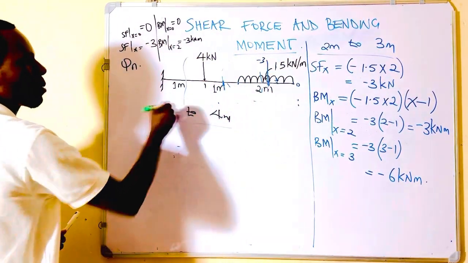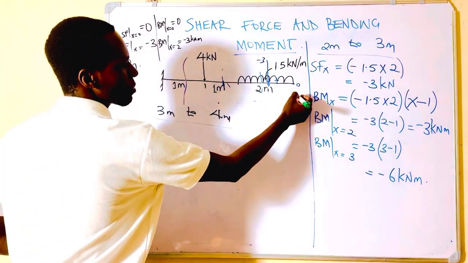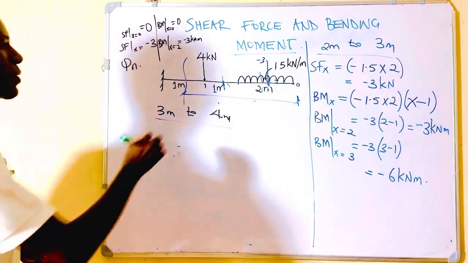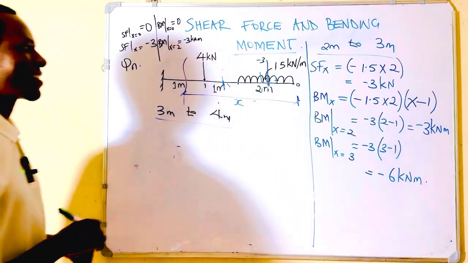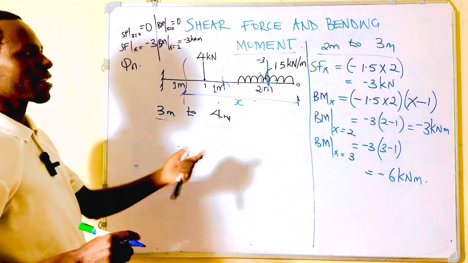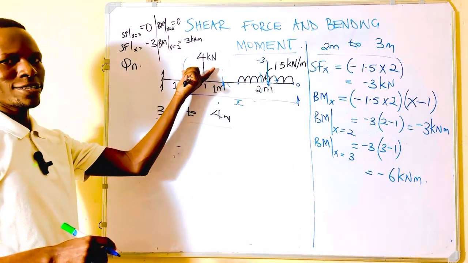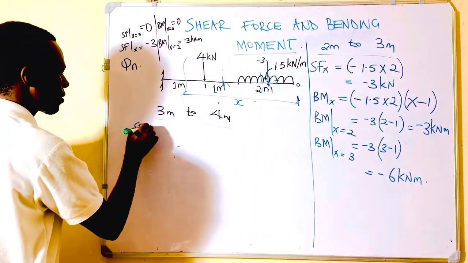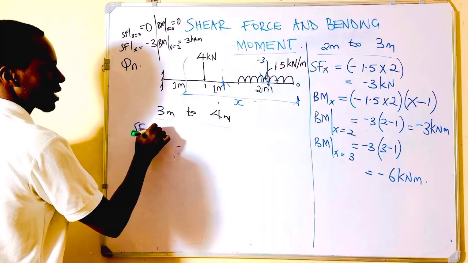So we cut this beam from here, and we are coming from this part up to this. We call this one our X. So what do we have? We have two forces, a UDL and a point load. Because I have the UDL, let me start with it. Shear force. What will be the shear force at X?